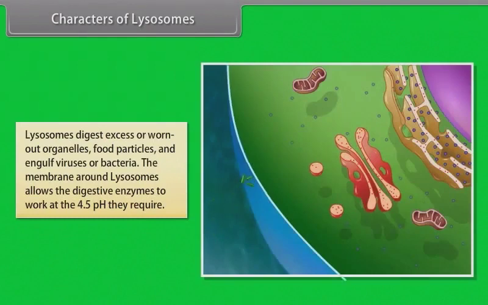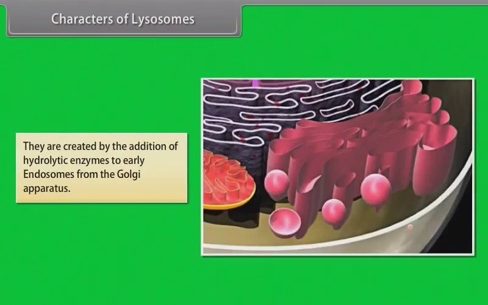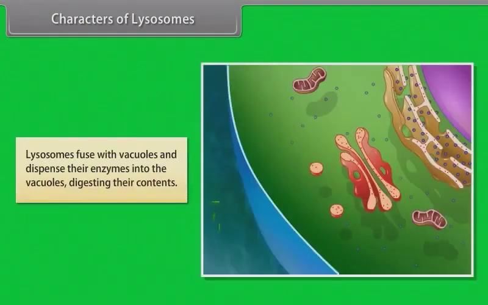Lysosomes digest excess or worn-out organelles, food particles, and engulf viruses and bacteria. The membrane around lysosomes allows the digestive enzymes to work at the 4.5 pH they require. They are created by the addition of hydrolytic enzymes to early endosomes from the Golgi apparatus. Lysosomes fuse with vacuoles and dispense their enzymes into the vacuoles, digesting their contents.